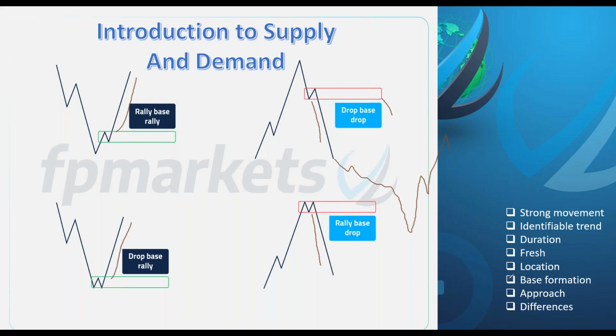A base formation. How are the zones formed? The bases? When I say base, I'm talking about this. Obviously, we have the rally, base, drop, base. How are these bases formed? Are they disorderly? Are they compact? Ideally, you want an orderly base.